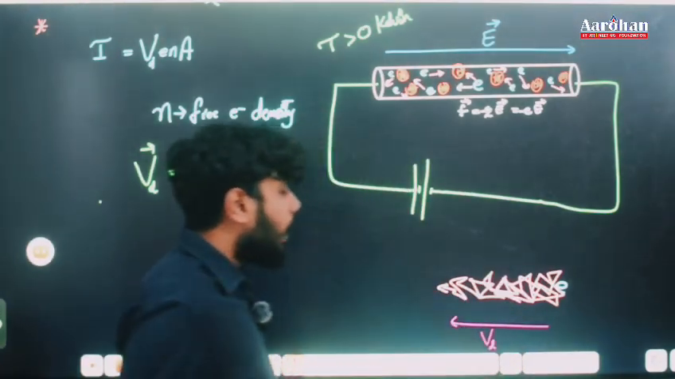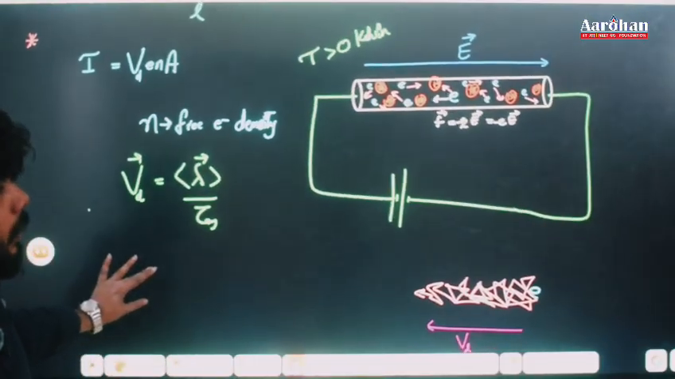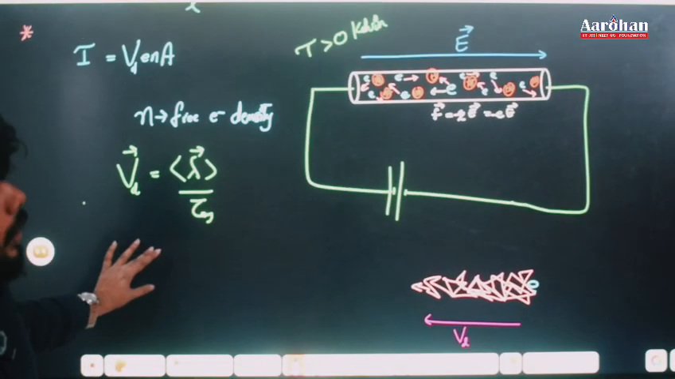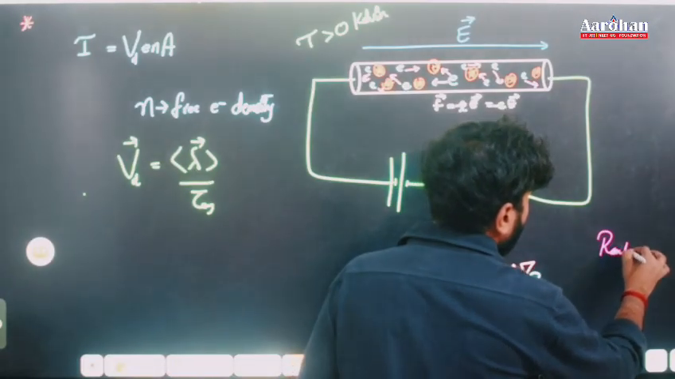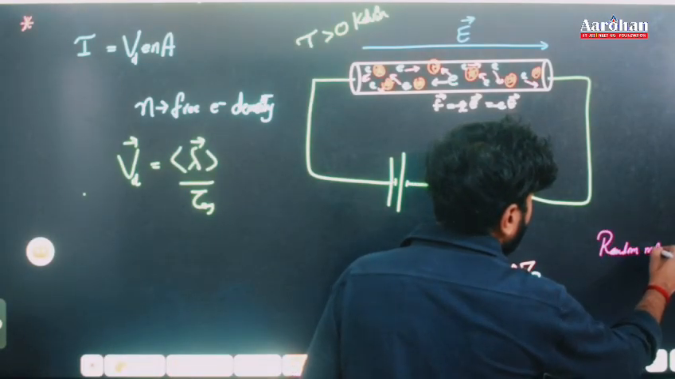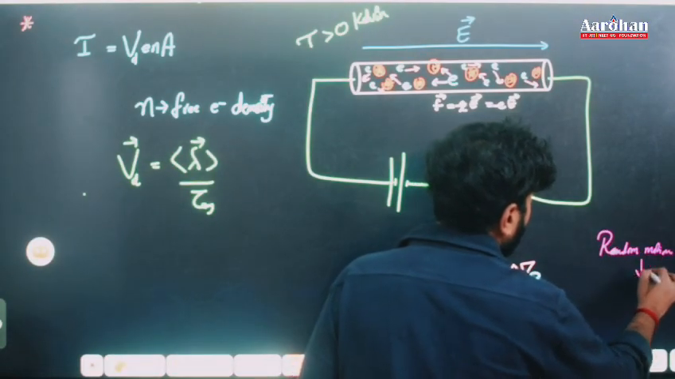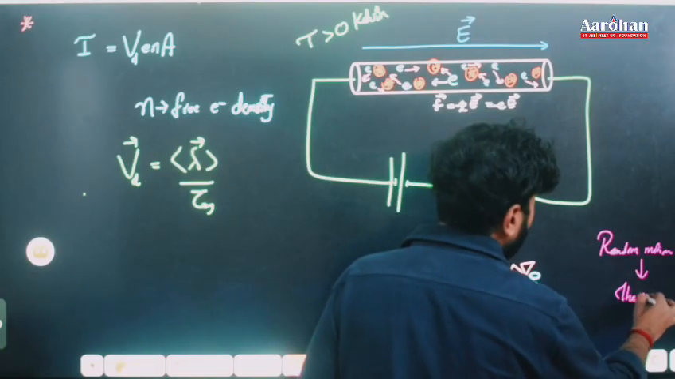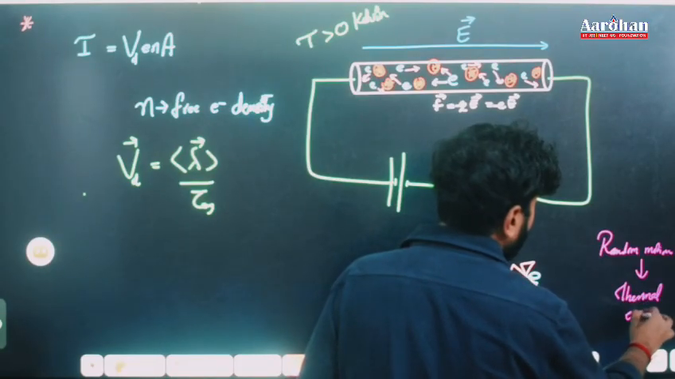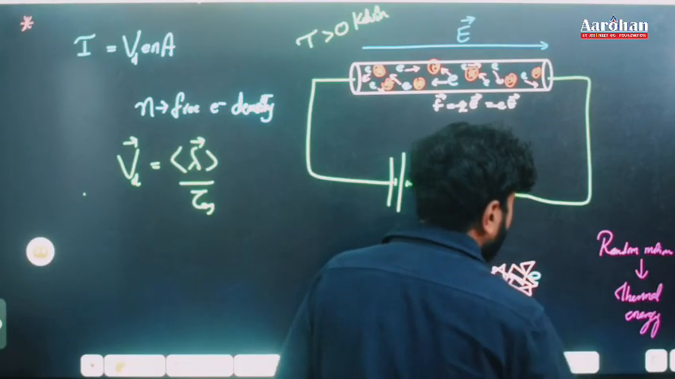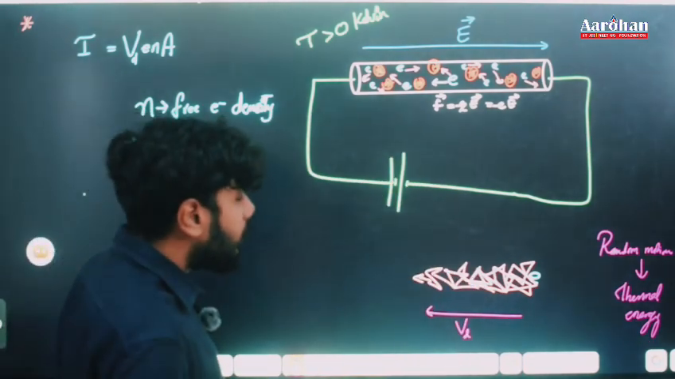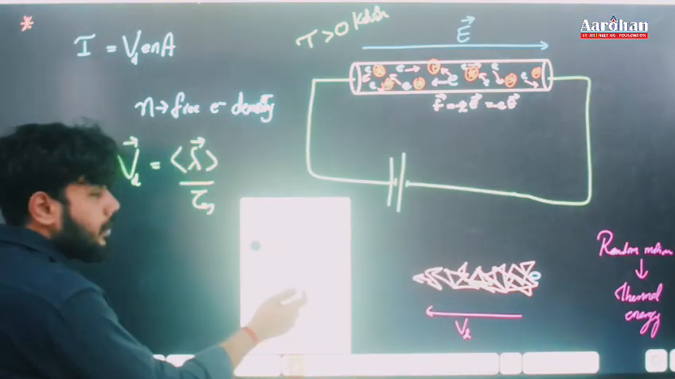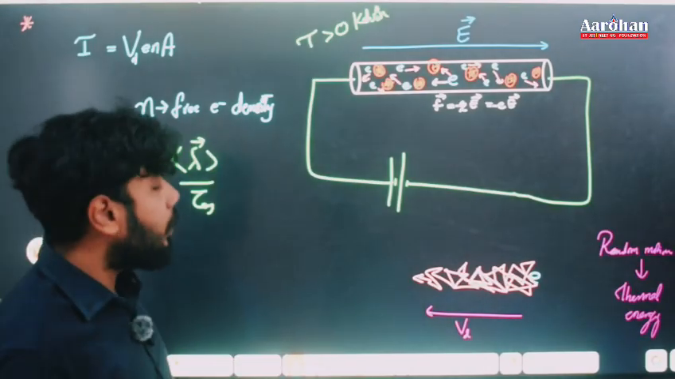And the random motion is caused by what? The random motion is due to thermal energy, right? So there is still thermal energy, but because of the battery it is feeling a little bit of extra oomph, that is pushing it in the direction opposite of the electric field. That was your drift velocity.